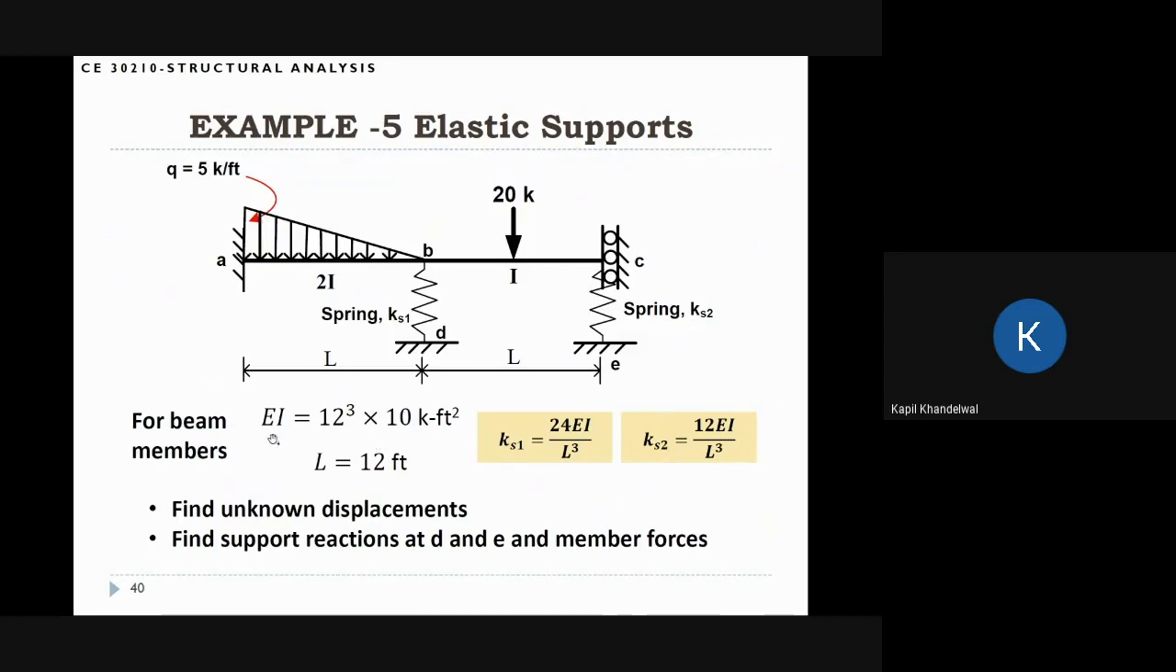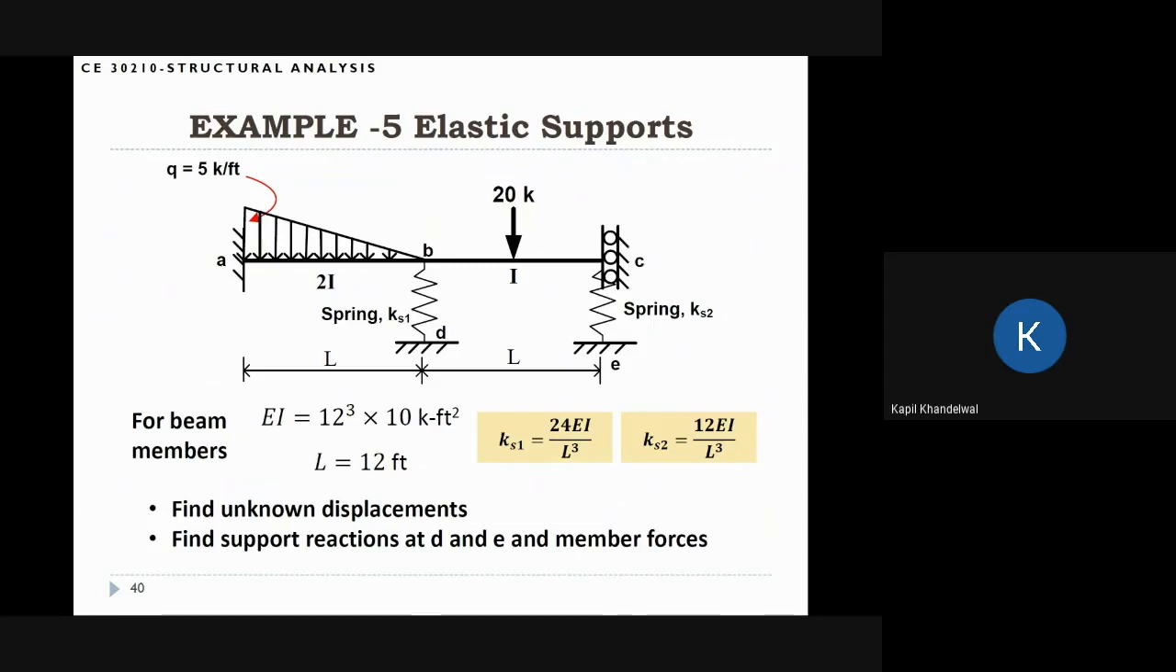And some properties are given. So EI is actually 12 cube times 10 feet square, and L is 12 feet. So these numbers are given, and we want to find the unknown displacements and the support reactions at D and E, and the member forces. This is what we want to find for this problem. And before solving this problem, let's think about what we have to start with, laying out the whole process.